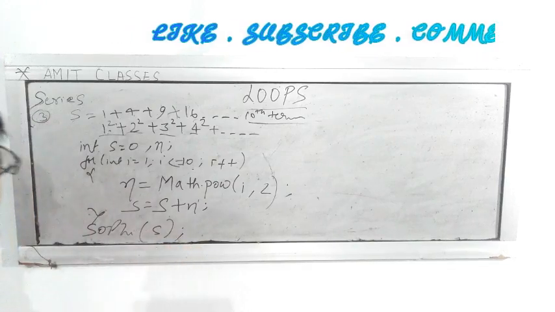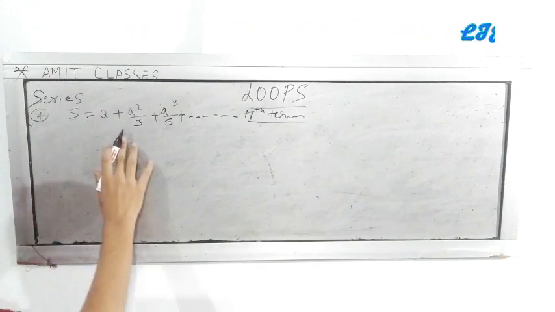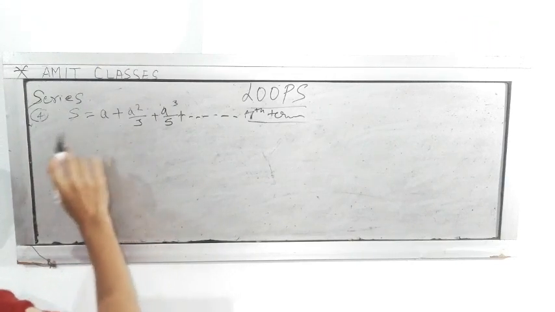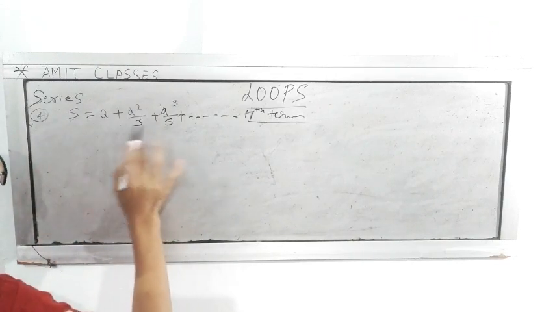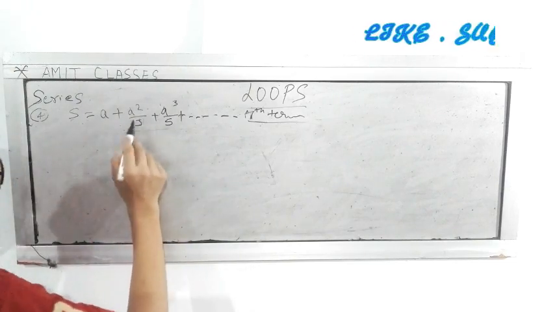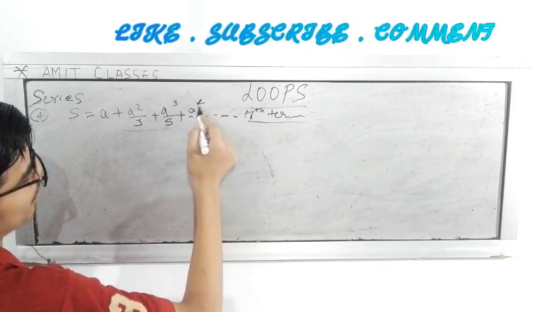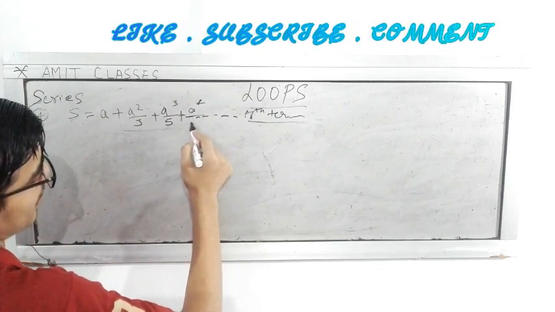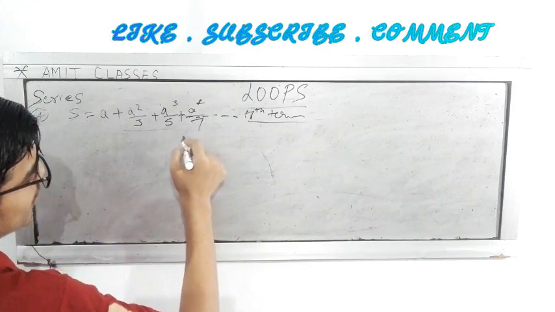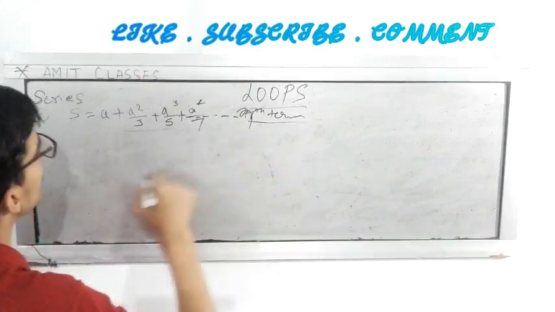SOPLN S. This was the program. Now here is a series, a little bit complicated. So we have to find the sum of this series: A plus A square by 3 plus A cube by 5 plus A to the power 4 by 7, and so on till the nth term.